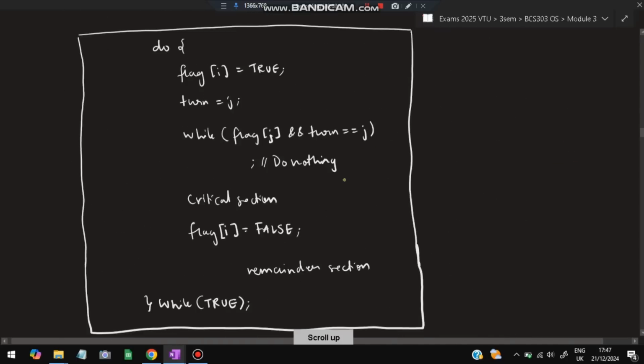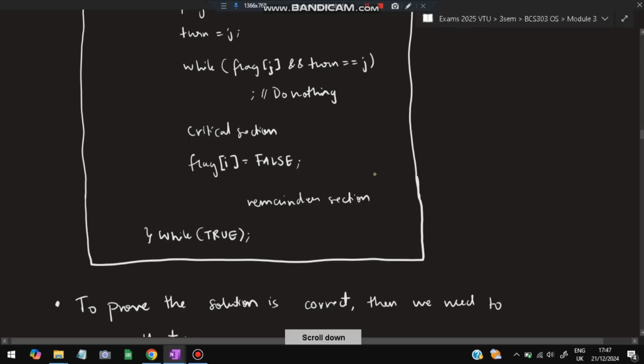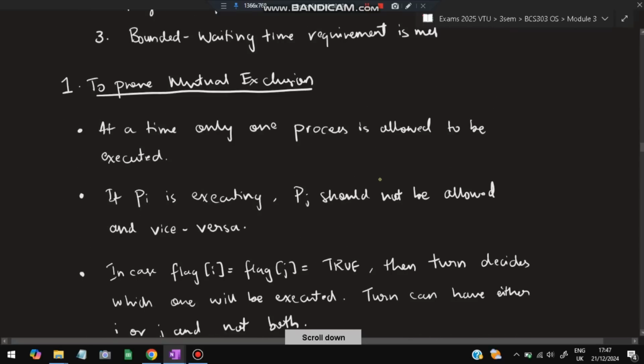See here, at the top we are not setting the same thing. Flag of i is true and turn is j. So these two will never be the same, so this will never get stuck in the while loop. That is the insurance that progress will always happen.